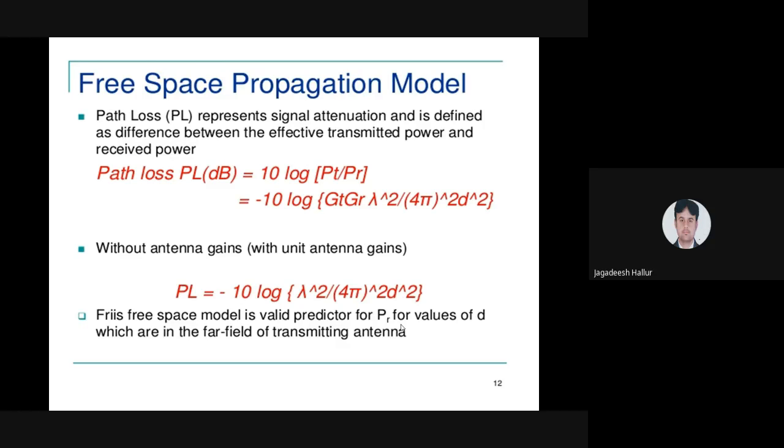The earlier formula is applicable when he has given the transmitter gain and the receiver gain. In the examples, if he has given the transmitter gain and receiver gain, you can use that formula. If he has mentioned the gain of antenna is unity, you can use this path loss equation, that is PL is equal to minus 10 log of lambda square divided by 4 pi square into d square.